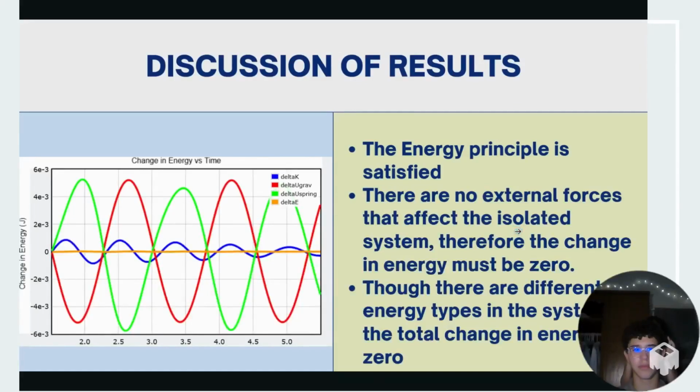So, discussion of these results. Like I said, the energy principle is satisfied. There are no external forces that affect the isolated system. Therefore, the change in energy must be 0. And though there are different energy types in the system, the total change in energy is 0.